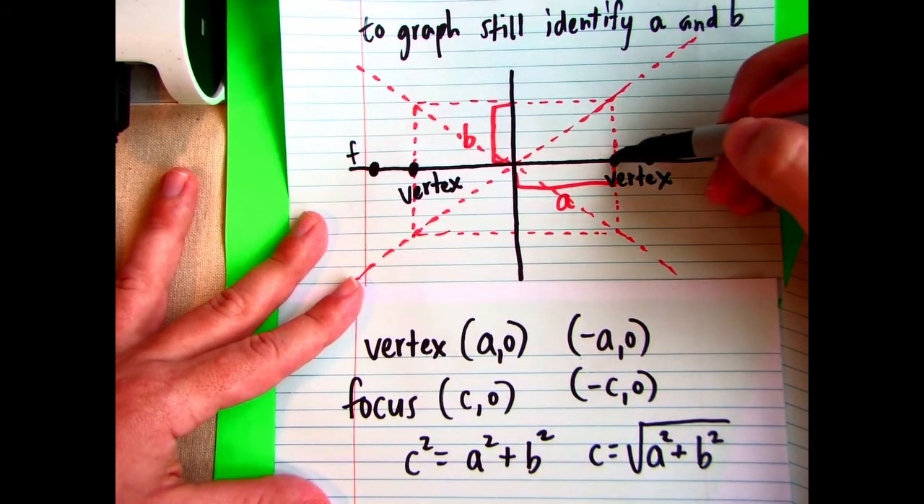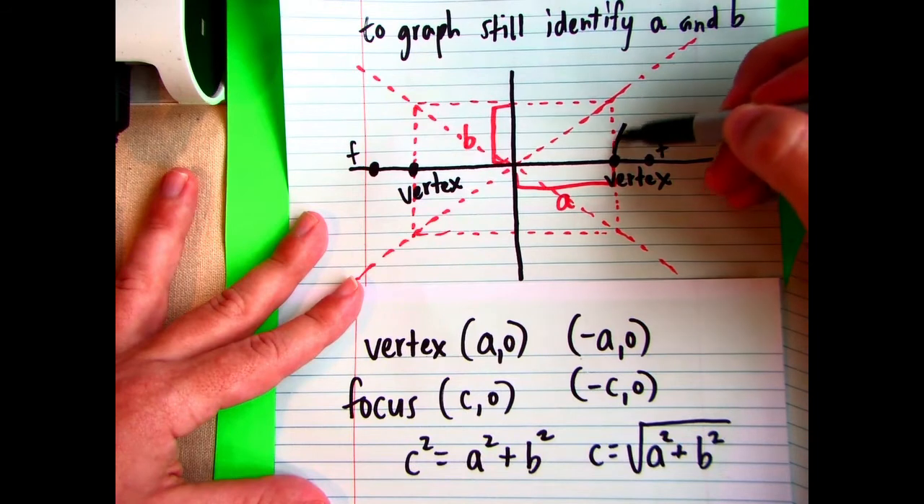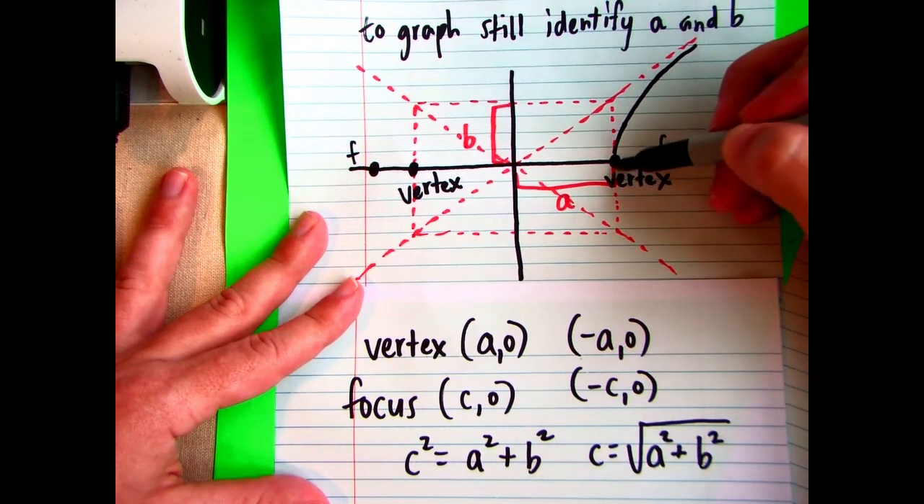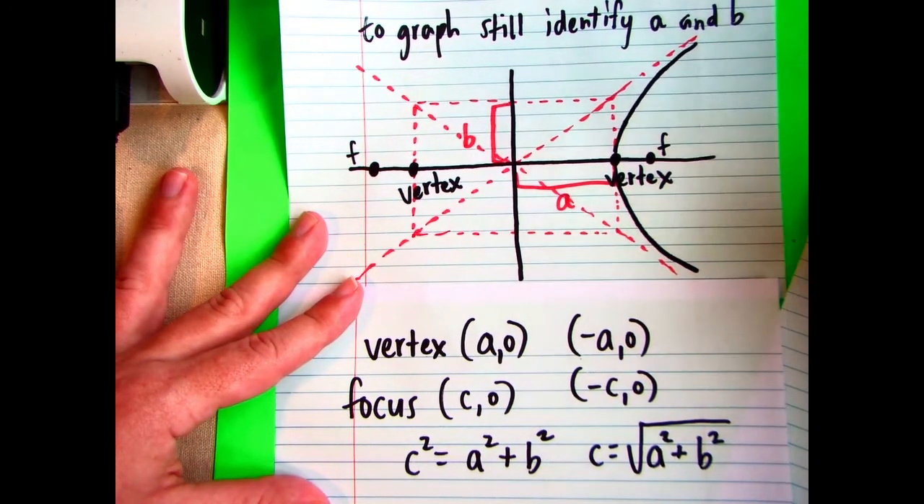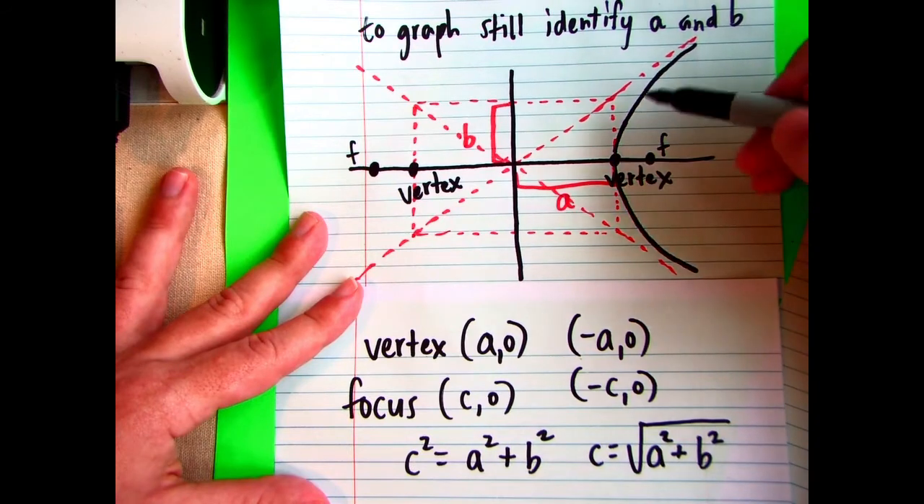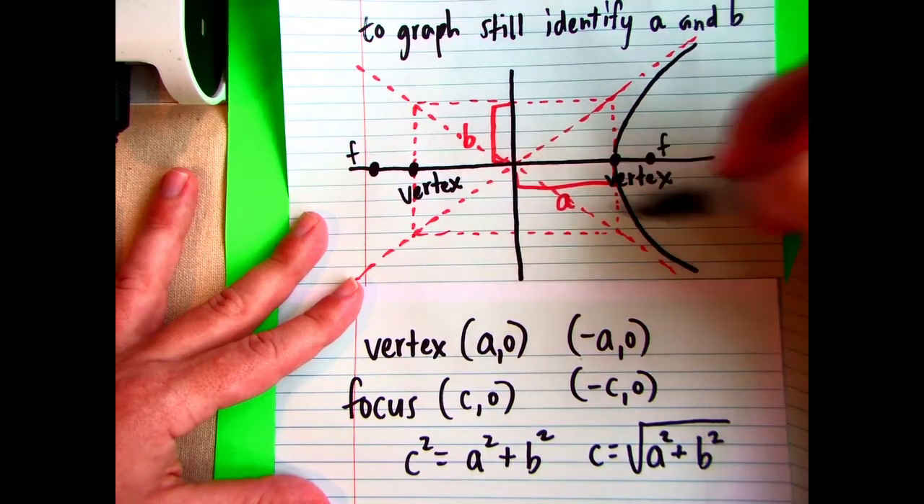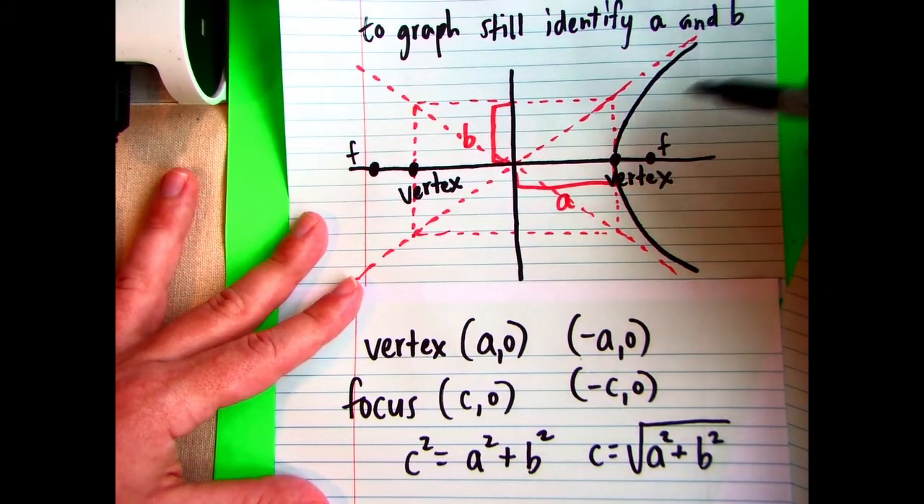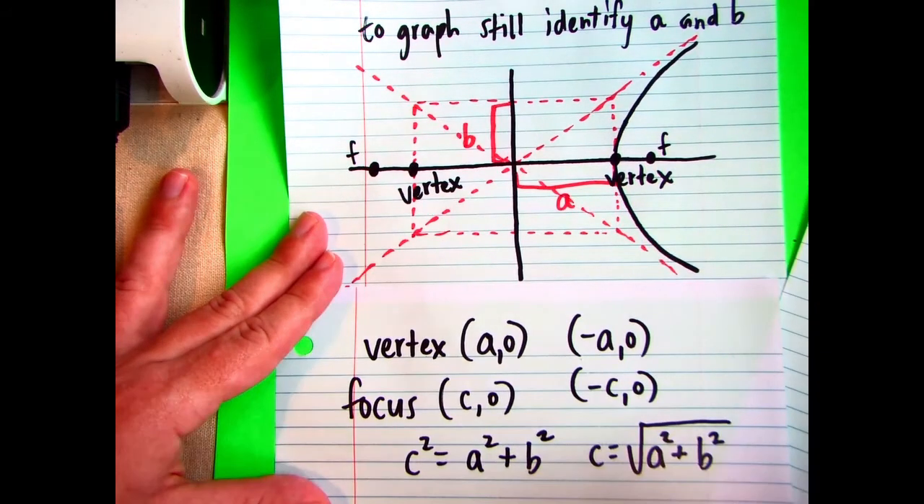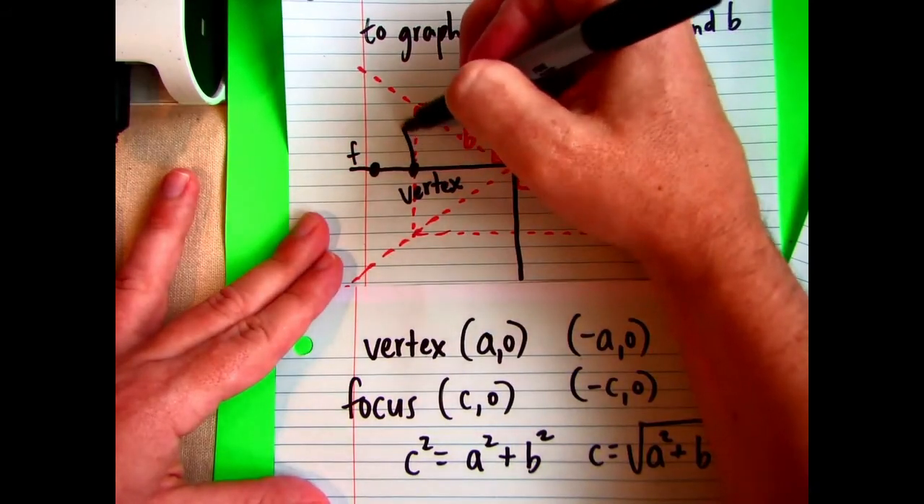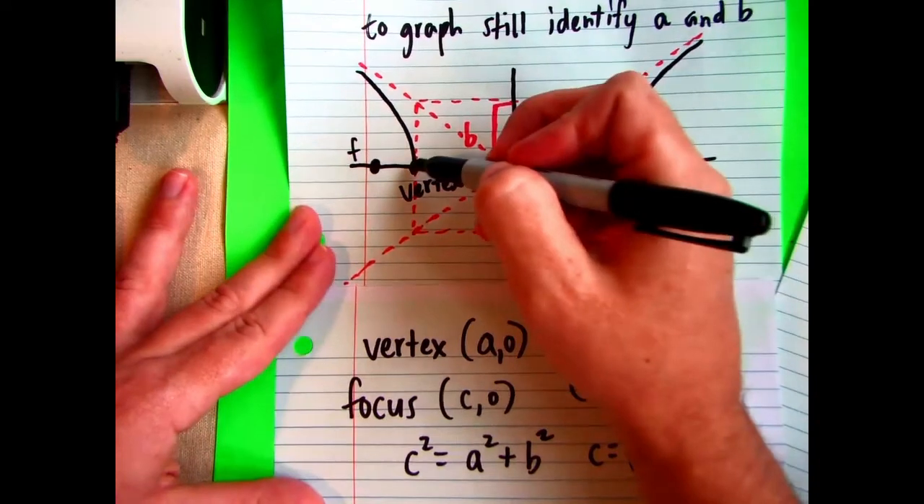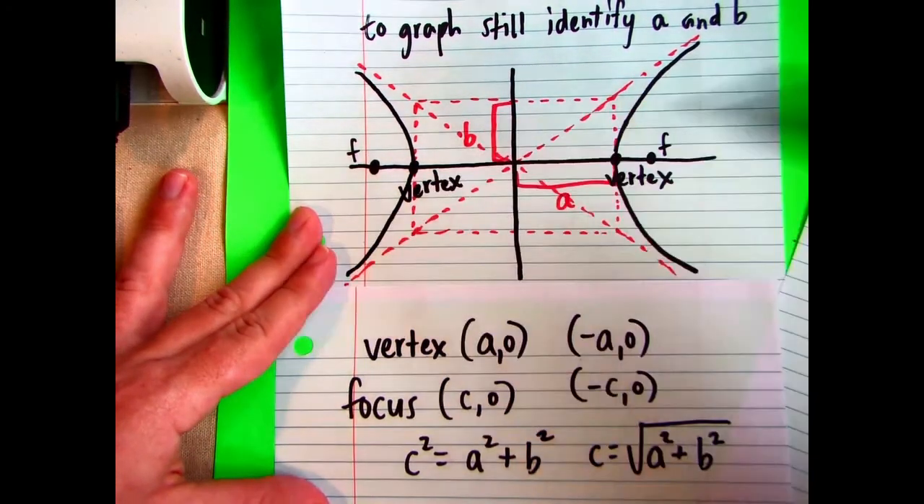So now I'm ready to complete my graph. I'm going to basically draw these parabolas. They're going to go through the vertex. They're going to approach these asymptotes, but they're not going to cross. They're not going to touch. They're just going to get very, very close to those asymptotes. So I got one on the right, and I got one on the left here.